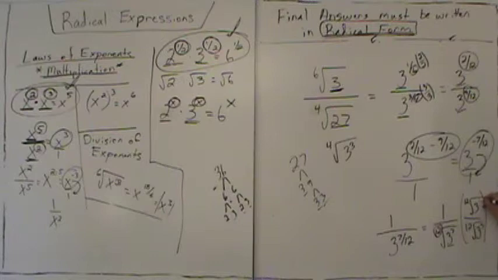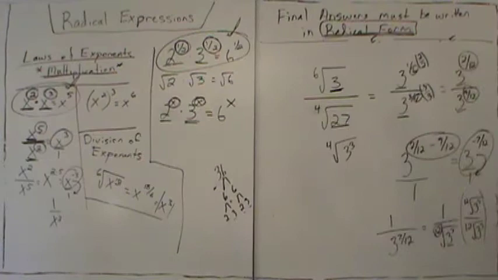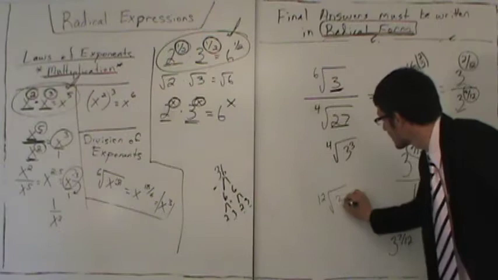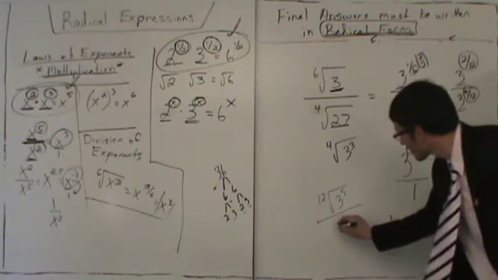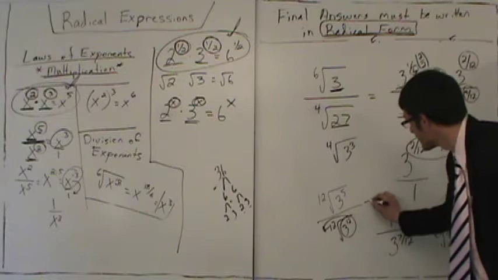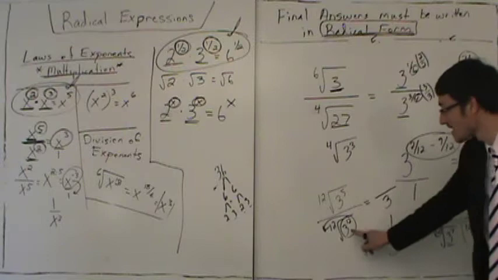And our final answer, I'm just going to write it over here because we're out of space. The 12th root, 1 times anything is itself, the 12th root of 3 to the 5th. Well, technically not the final. On the bottom, we get the 12th root of 3 to the 12th. And can we take out a group of 12 threes? Yes. Here is our final answer. Taking out a group of 12 threes gives a 3 and nothing left underneath the radical.